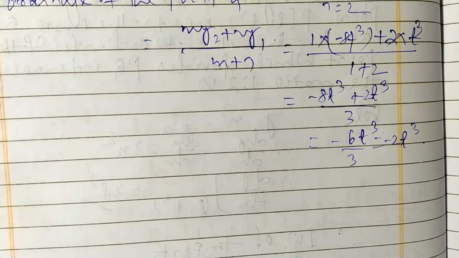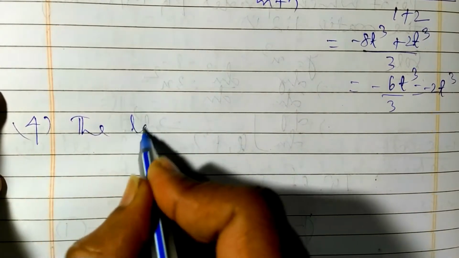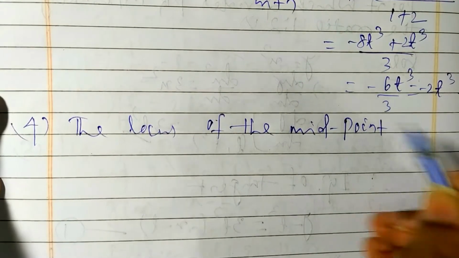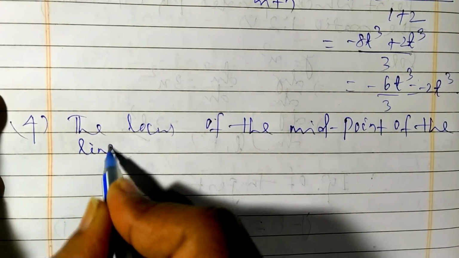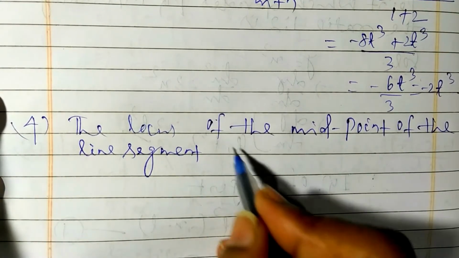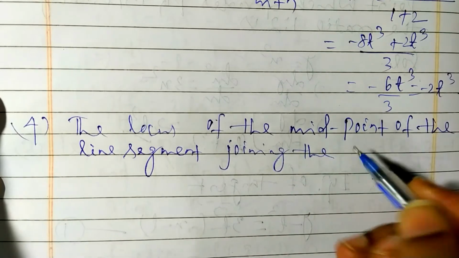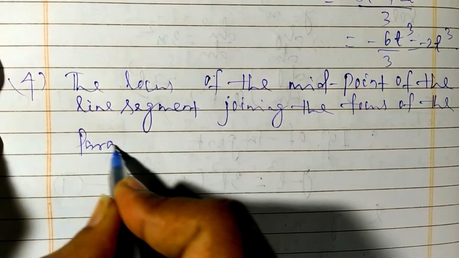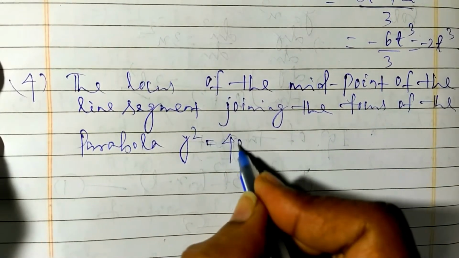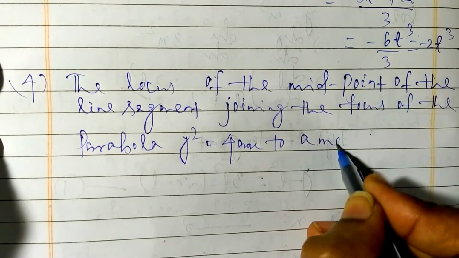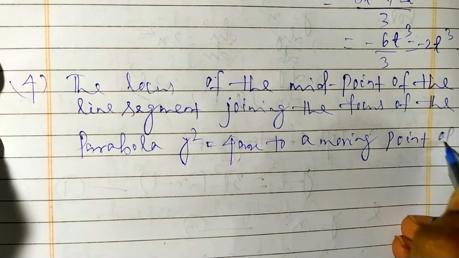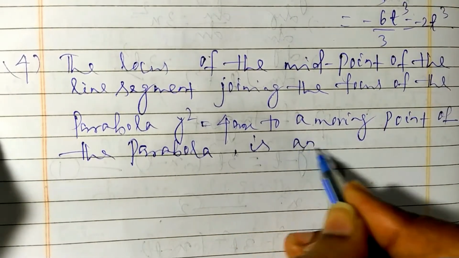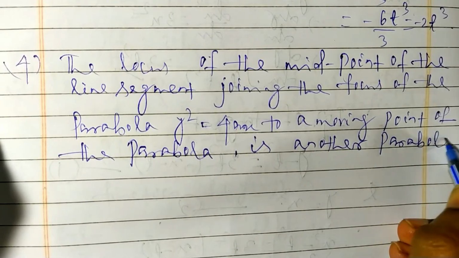Okay. Now we'll go to the second question: the locus of the midpoint of the line segment joining the focus of the parabola y square is equal to 4x to a moving point of the parabola is another parabola.